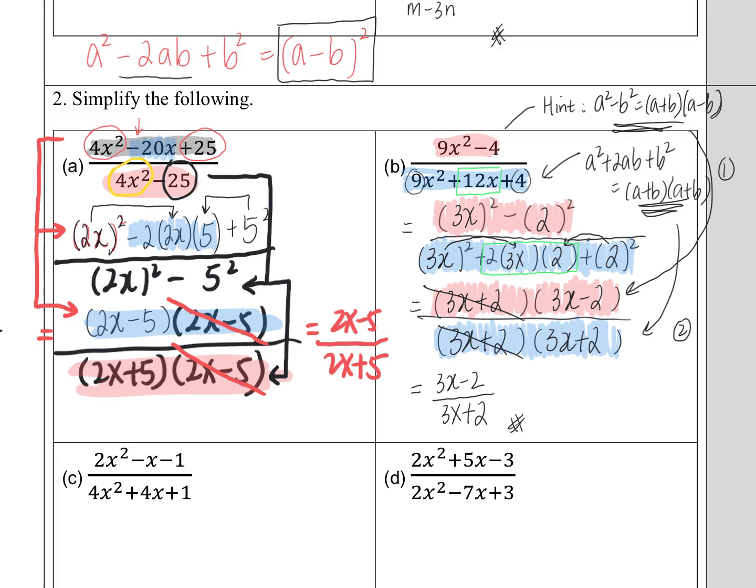Okay, we'll do very, very slowly. Not slow enough. So, red is all the numerator. Then blue is all the denominator. I'm factorizing them separately.